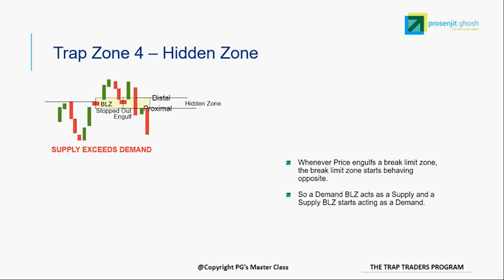It is only the reverse zone, the MIPs, and the break limit zones, which when broken turn into a hidden zone. Why does that happen? Because break limit zones, MIPs, and reverse zones are very, very important price structures, and they are also known as key levels. So when a key level breaks, it always acts opposite. This is a price behavior you will find true all the time. Okay, so this is our hidden zone.